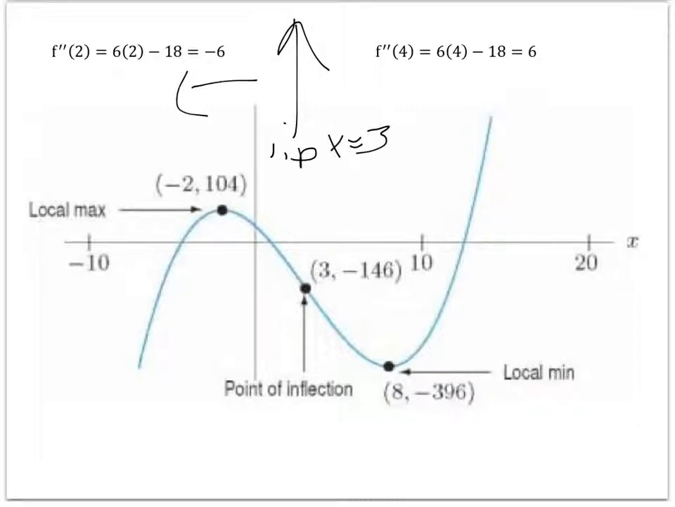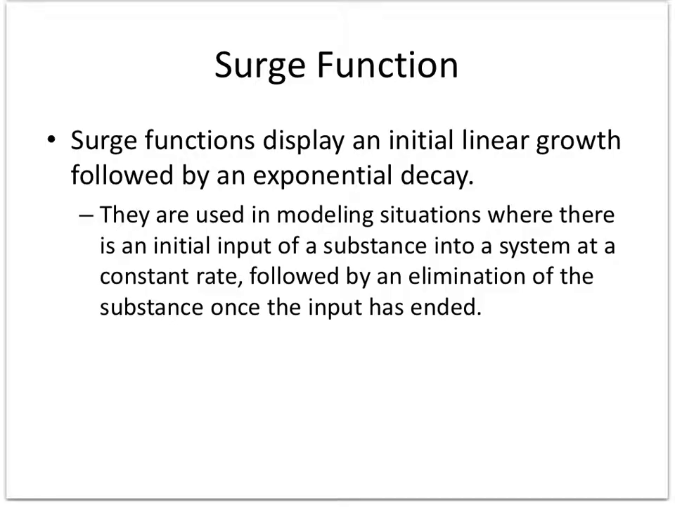If I look to the left of it and to the right of it, and it changes signs, that proves it's an inflection point. Remember the second derivative is telling you, negative is concave down, and positive is concave up. So that would make sense if you have a negative and then goes to a positive. All right, a surge function, and there's actually an entire section coming up on this.